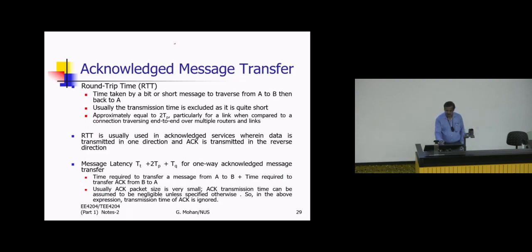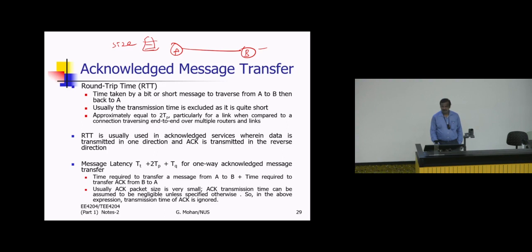When we say unacknowledged transfer, the message is sent from, let's say, A to B, and the message has, let's say, size number of bits. And once the last bit is received by B, we say that the transfer is complete. So there is no need for B to send an acknowledgement back to A to acknowledge that it has received the message. But in most practical cases, the transfer would be an acknowledged message transfer.